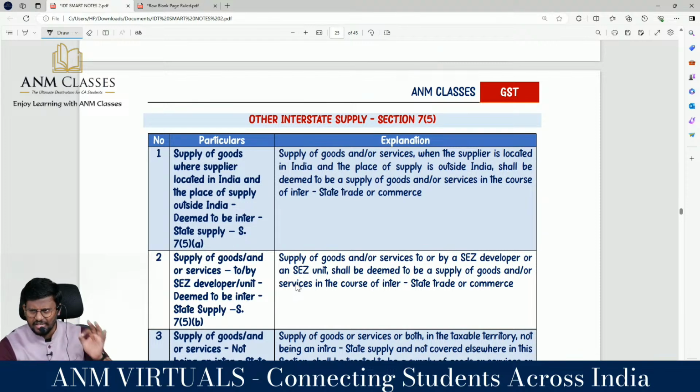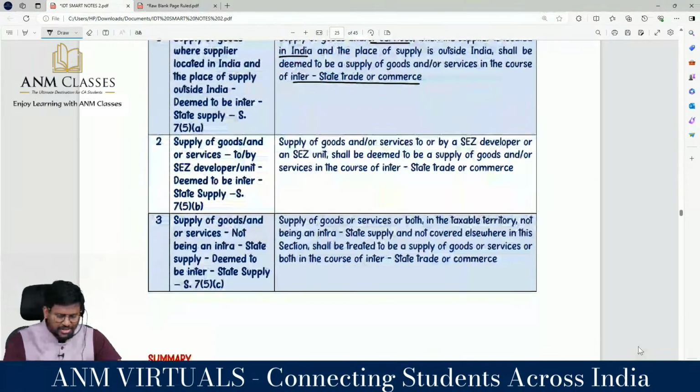As per section 7 subsection 5 clause A, export of goods and export of services: when the supplier of goods or services is located in India and the place of supply is outside India, it shall be deemed to be a supply of goods or services in the course of interstate trade or commerce. Next one: supply of goods or services either to or by a developer is deemed to be interstate supply.